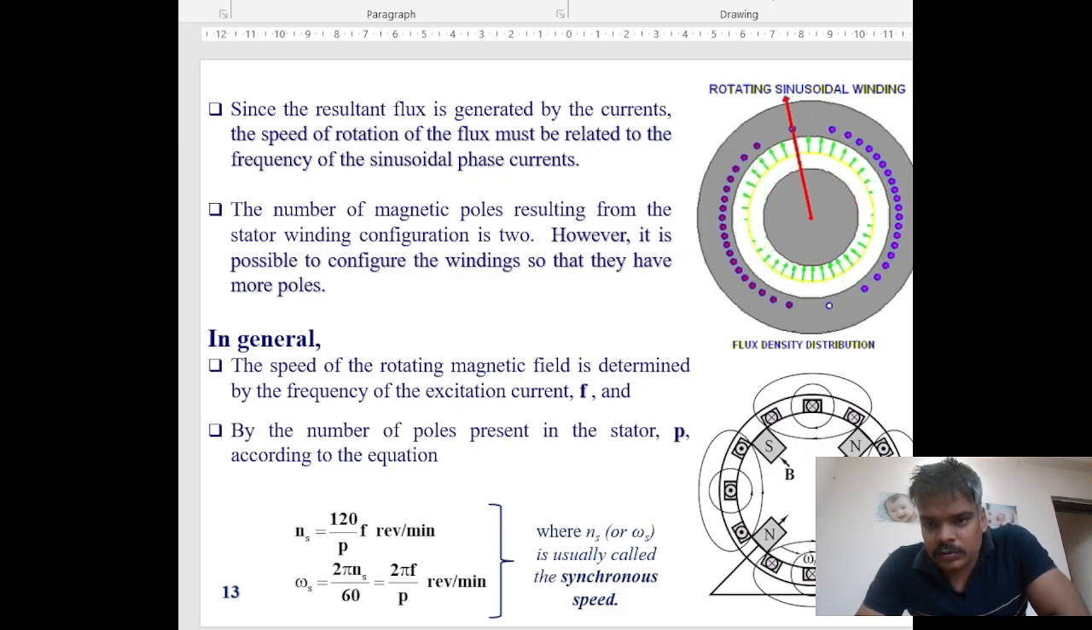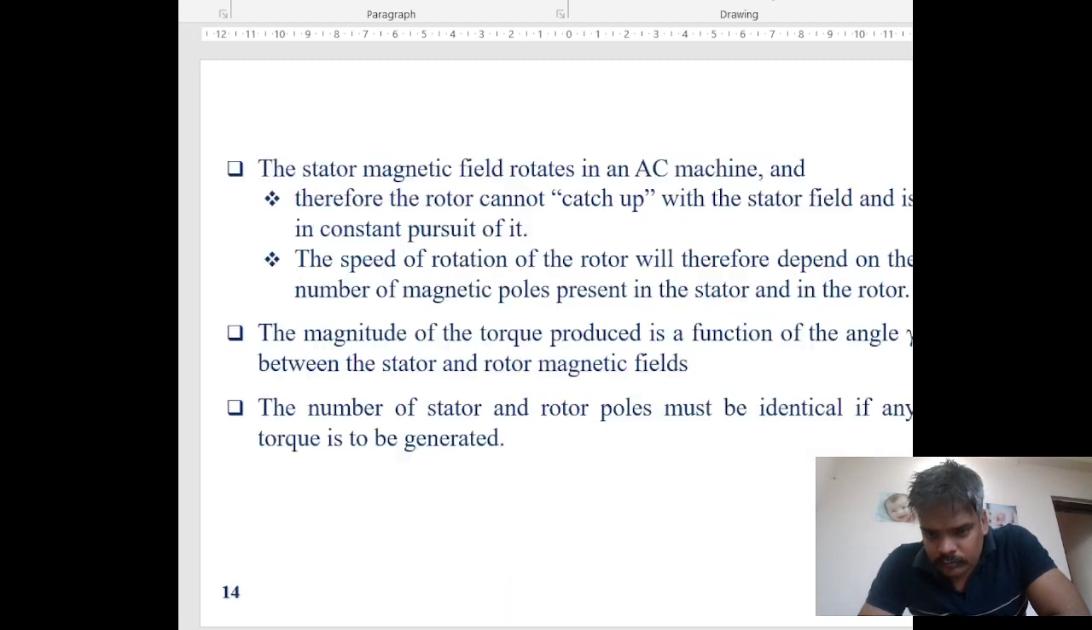Flux density distribution, rotating sinusoidal winding. The stator magnetic field rotates in an AC machine, and therefore the rotor cannot catch up with the stator field and is in constant pursuit of it. The speed of rotation of the rotor will therefore depend on the number of magnetic poles present in the stator and in the rotor.